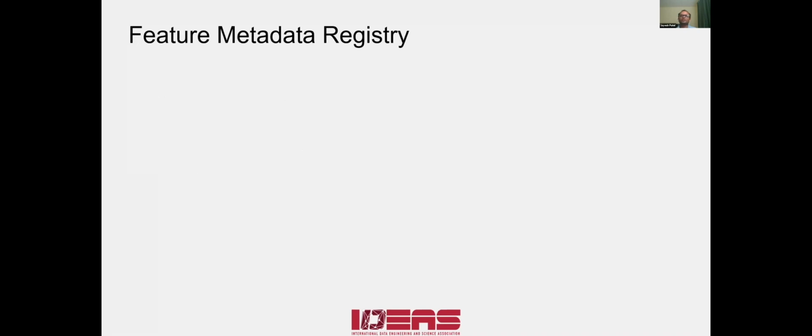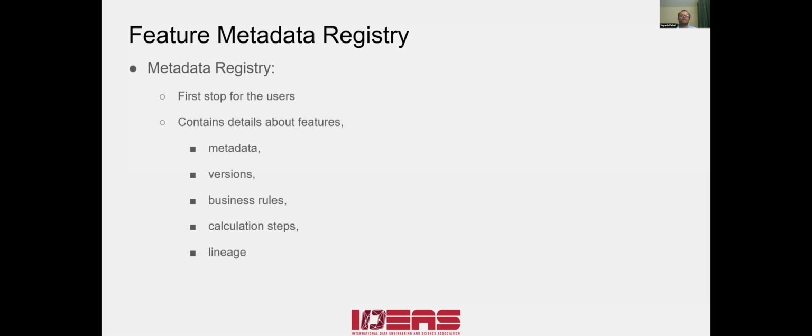The third component is metadata registry. Here, I have listed this component as the third component, but eventually, when you have an ML feature store, this is the first component that the end user will look into. It is the first stop for ML application users to look into which features are available, and it contains all the useful information about the ML features, such as the metadata, business rules, versions, calculation steps, and data pipeline lineage as well. It helps the users to learn how these features are processed, and it should be updated every time the features are modified as well.